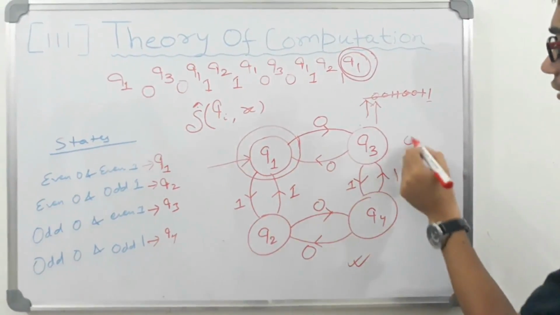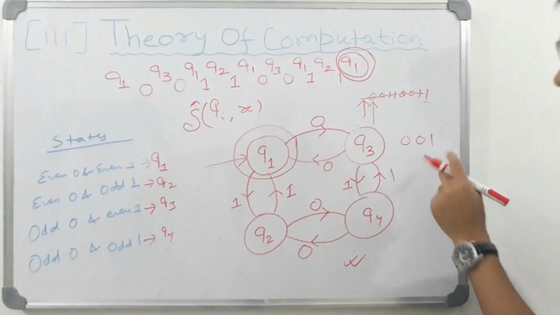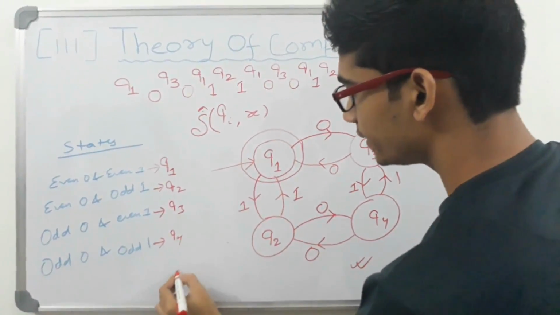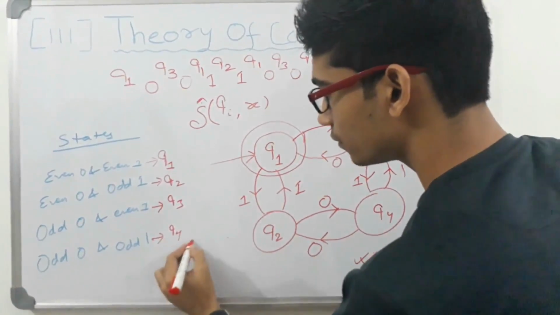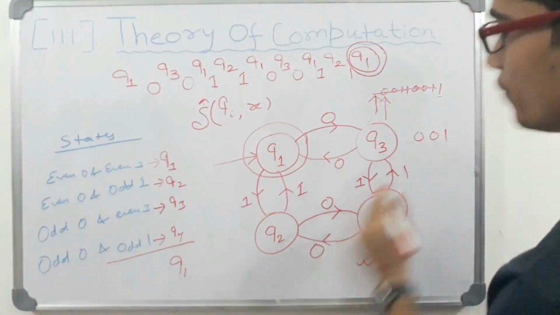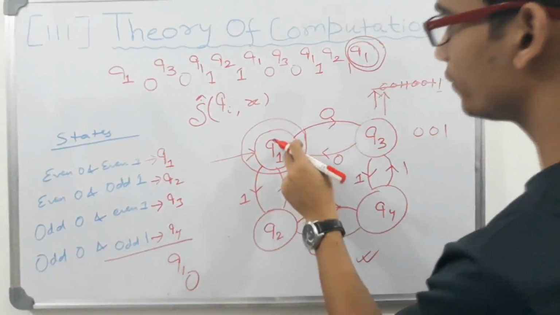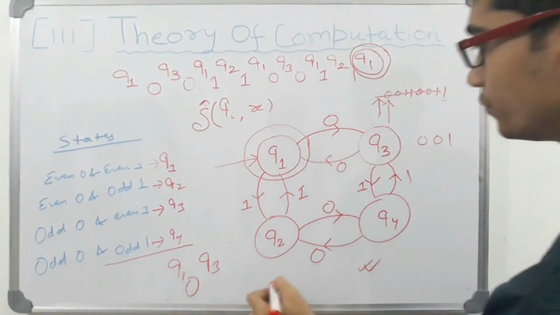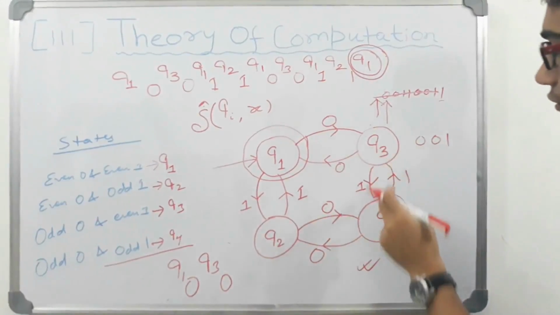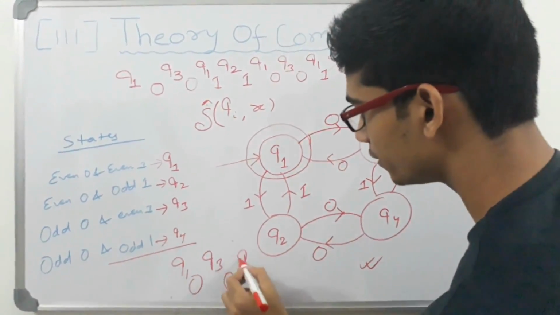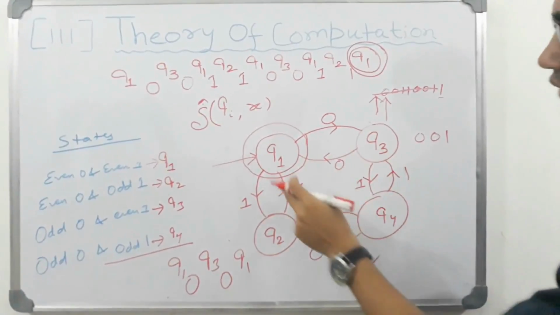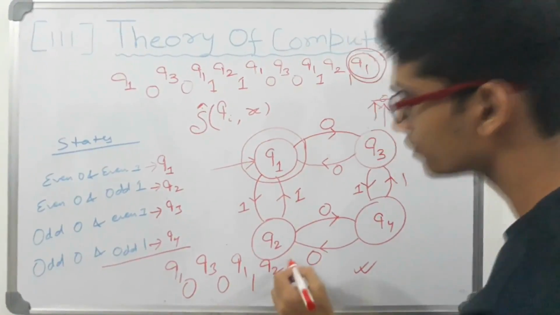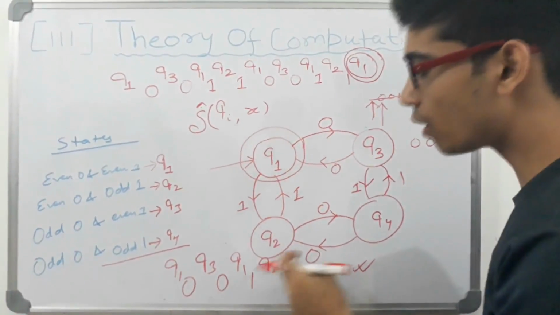Now let us check what happens at 0 0 1. Initially we haven't scanned anything, so we are at Q1. Now we have seen a 0. So Q1 to 0 takes you to Q3. Now Q3 to 0 takes you to Q1. Good. Now Q1 at 1 takes you to Q2. See, we have reached Q2 and Q2 is a non-final state.